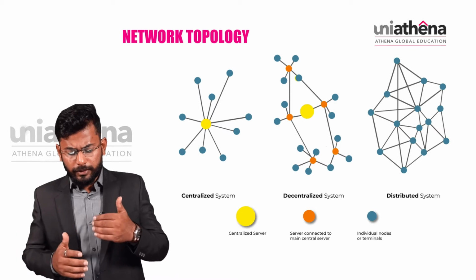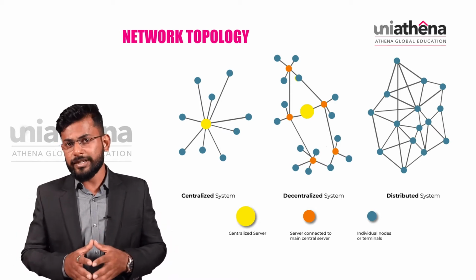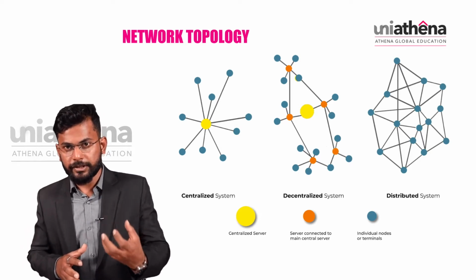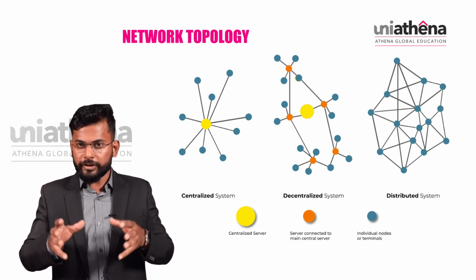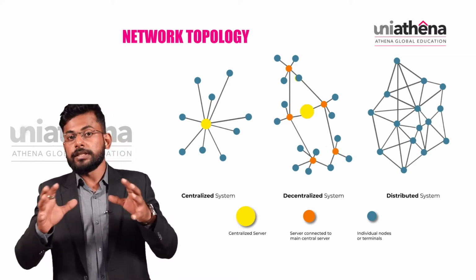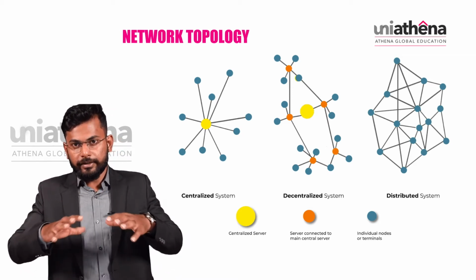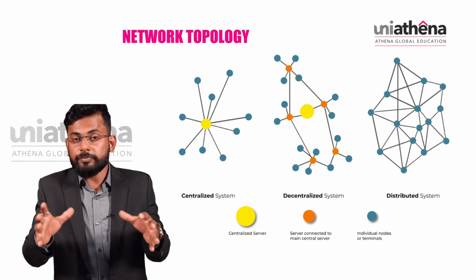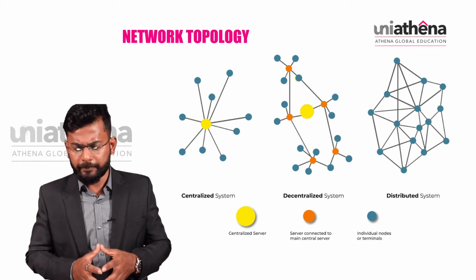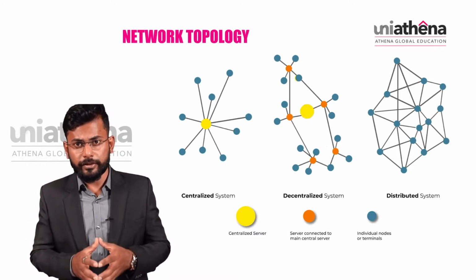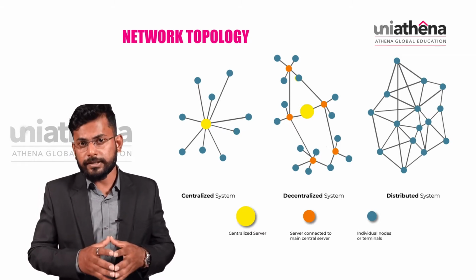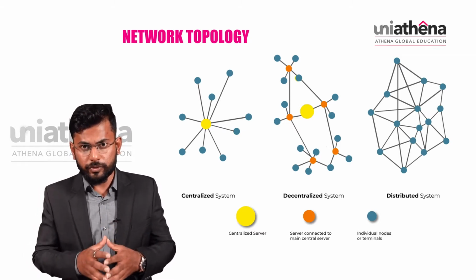Okay. So here you can see in the decentralized network topology, you have a yellow circle that is again the main server, and you see some orange circles around the yellow circle. Now these orange circles are nothing but sub-servers. They are decentralizing the responsibility from the centralized server. It's sort of load sharing. You have sub-servers throughout the network. These sub-servers are connected to the centralized server, that is the yellow circle.